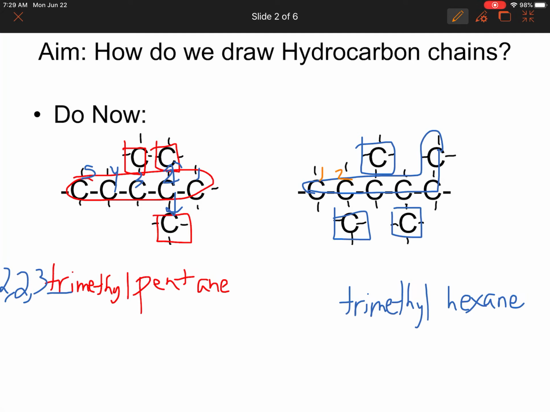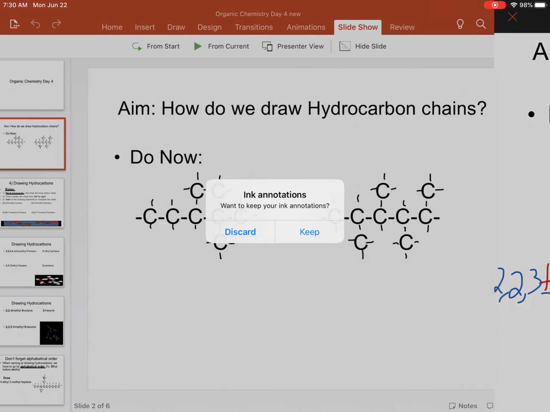If you went left to right, it'd be 1, 2, and tri means there's 3 numbers. Well, there's a methyl on the number 2 carbon, 3, on the number 3 carbon, and on the number 4 carbon. If we went the other way, right, you cross out these numbers, you cannot use them again. 1, 2, 3, 4, 5. There'd be 3, 4, 5. Well, 2, 3, 4 adds up to 9. Well, 3, 4, 5 adds up to 12. So the answer is 2, 3, 4 trimethyl hexane. Okay.